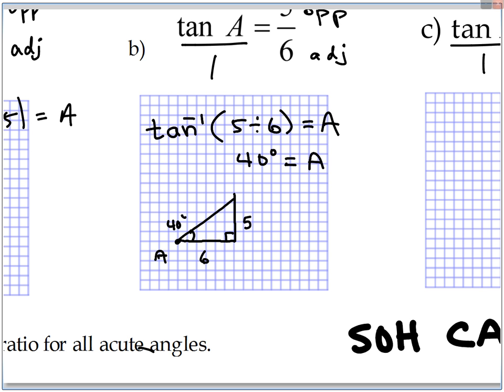So if that's 40, what's this one up here in the other corner? What's this one here? 50. If the one's 40, the other one's 50. They have to add up to 90.